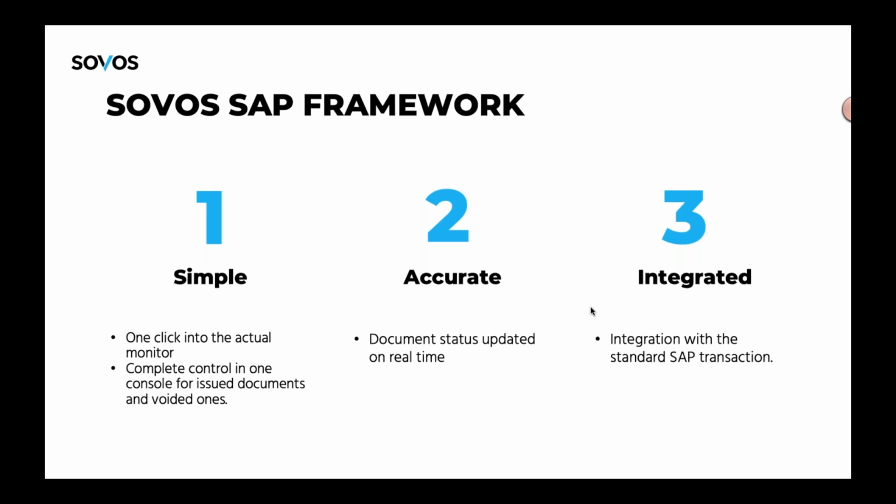So the idea for Sovos in the framework is to have a simple, accurate, and integrated movement, right? We have a simple console. With one click into the actual monitor, you can validate information and you can submit cancellation requests. You have complete control in the same console for the documents issued and voided ones, so in the inbound and outbound side. You have accurate information, so you can update the status for the document in real time. You can see what is happening with the document. It was accepted, it was rejected, is it still in process? Nobody takes an action, now you can cancel the document in SAP.